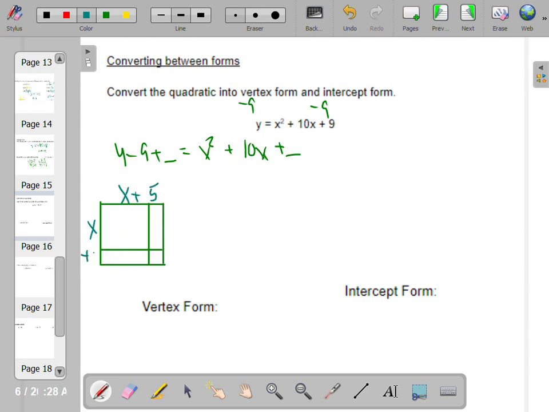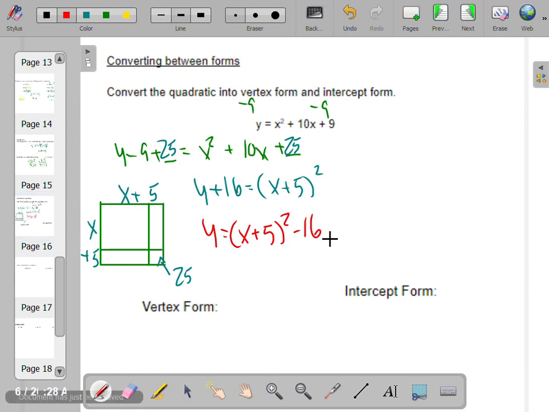So I know on the right side when I factor, I'm going to get x plus 5, but I have to add 25 to both sides. 25 minus 9 is 16, so y plus 16 equals x plus 5 squared. You're factoring the right side, use the picture. Then if you want to convert it to vertex form, you need to move this 16 over, so y equals x plus 5 squared minus 16. That is vertex form, so I can tell you the vertex is left 5, down 16: negative 5, negative 16.